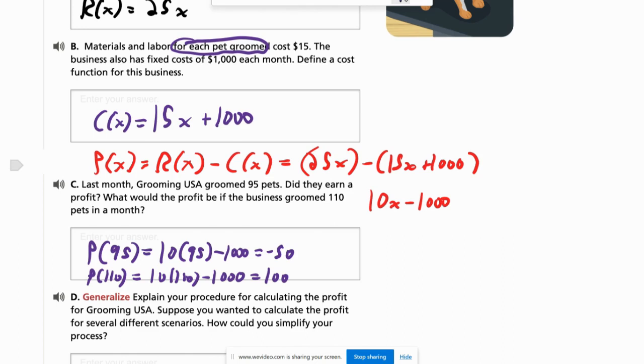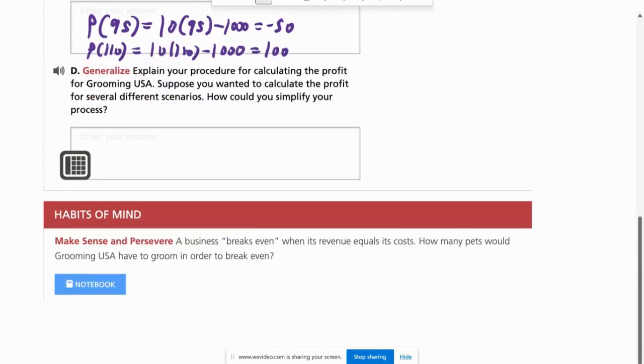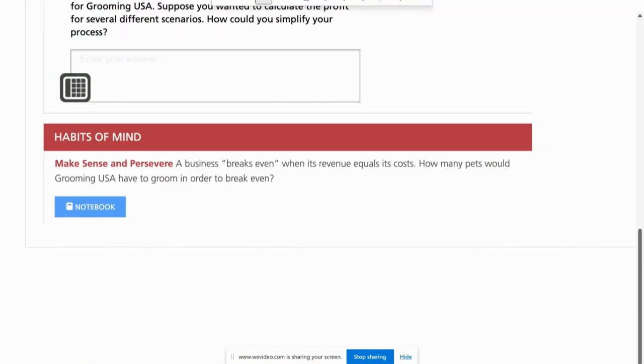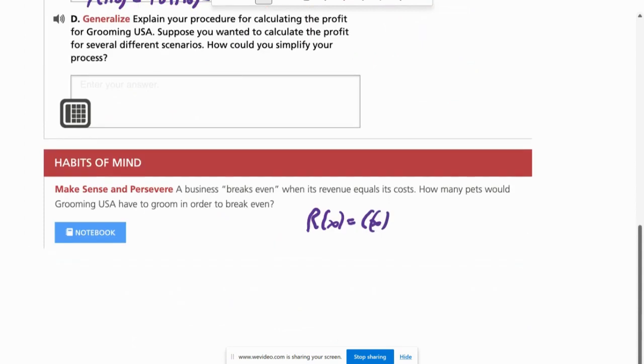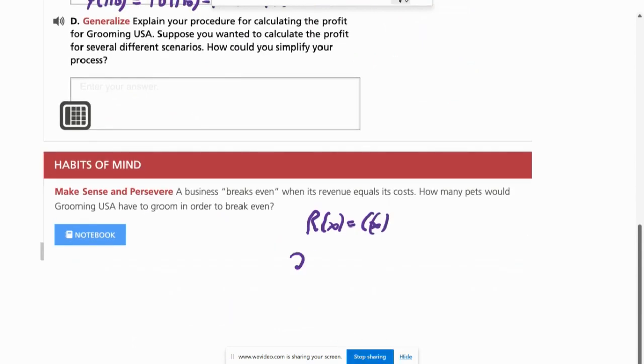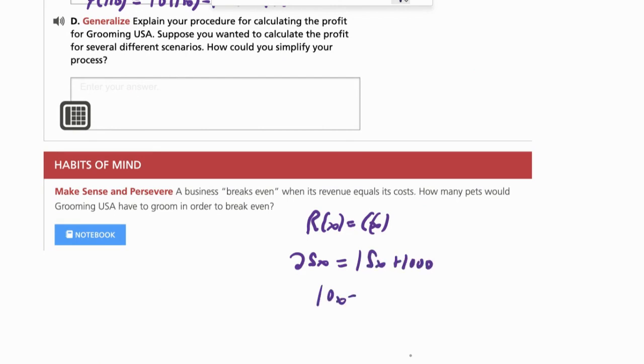Not very much. We could explain all this further if we wanted to, but I wanted you to have an idea. It says finally a business breaks even when its revenue equals its cost. So when R of X equals C of X. And how many pets would they have to groom in order to break even? We could calculate that as well. We could say our R of X function, 25x, equals our C of X function, 15x plus 1,000, and what x would make that true? Well, 10x equals 1,000, or x is equal to 100, and at 100 pets, we break even.